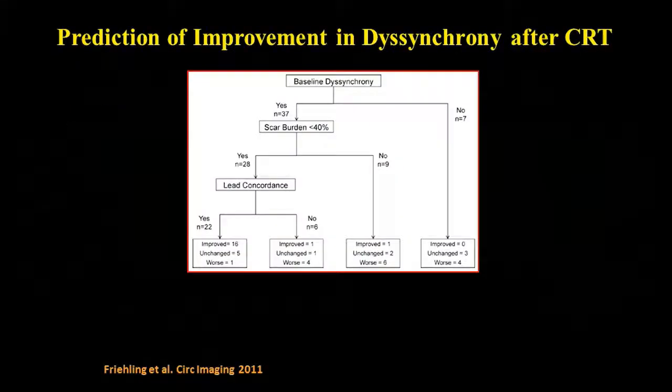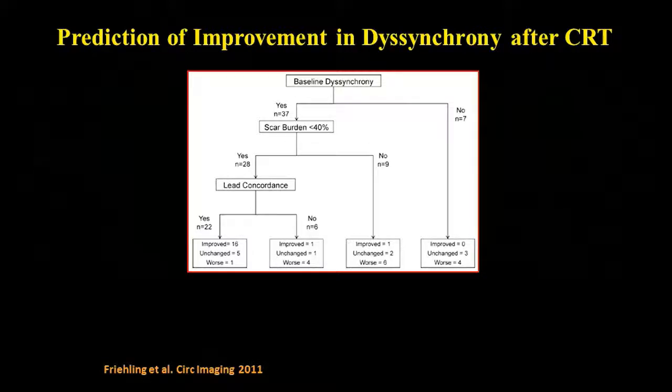In these 44 patients, the pre-identified predictors were baseline dysynchrony and the burden of scar. Prior observational studies have shown that if the scar burden is more than 40%, CRT doesn't work, because there's so much scar and so little viable tissue that even with biventricular pacing there isn't enough myocardium to recruit for effective resynchronization.